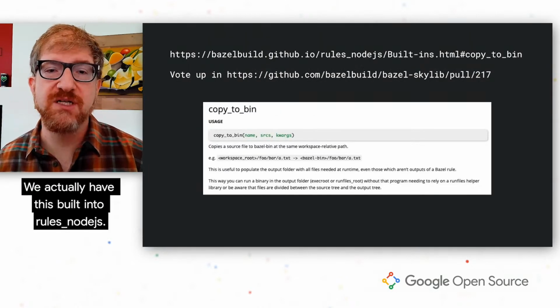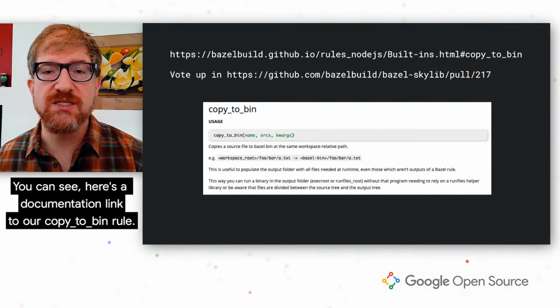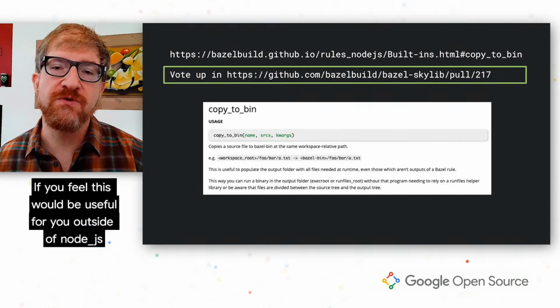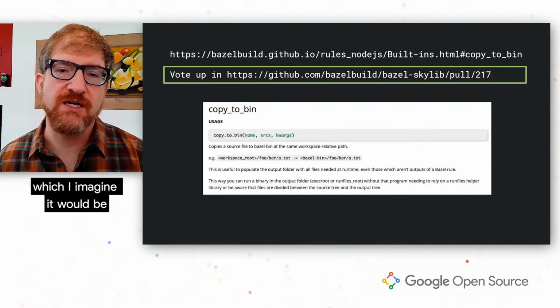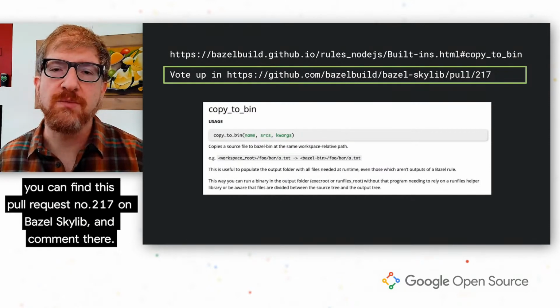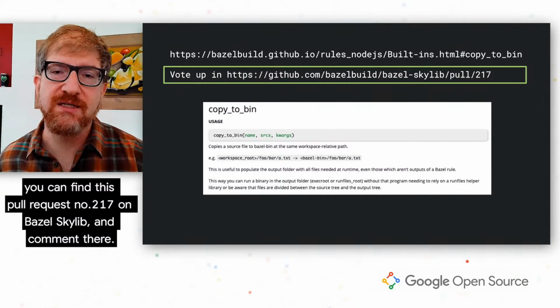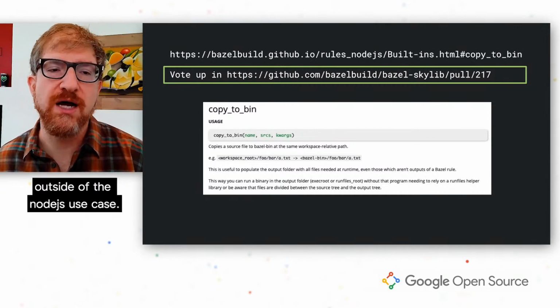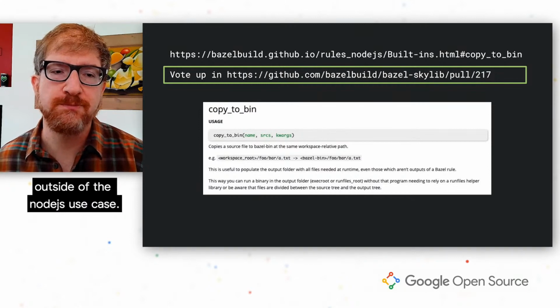We actually have this built into rules_nodejs. So you can see here's a documentation link to our copy_to_bin rule. And if you feel like this would be useful for you outside of Node.js, which I imagine it would be, you can find this pull request number 217 on Bazel Skylib and comment there. They're actually asking whether it's useful generally outside of the Node.js use case.